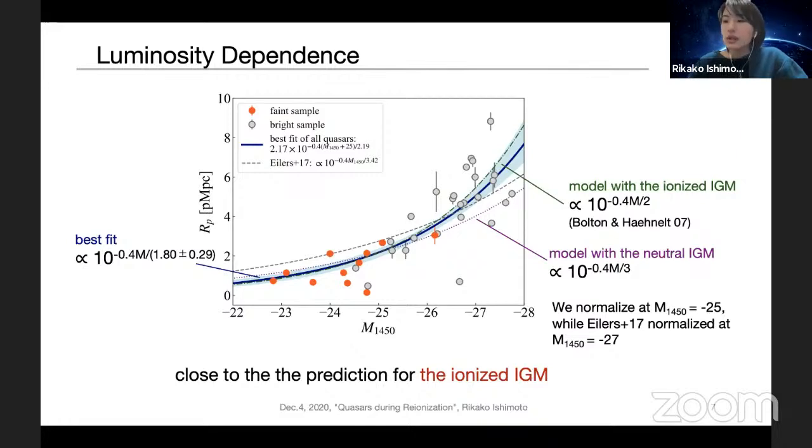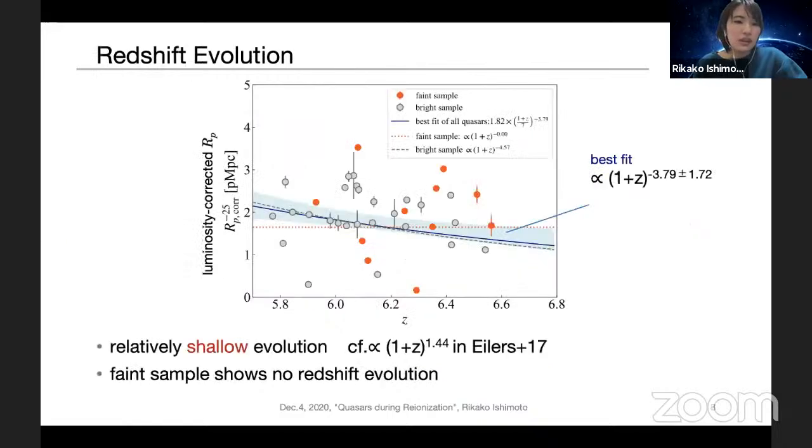So in order to examine the redshift evolution after this, we used the best-fit relation to correct the proximity zone sizes by luminosity. So hereafter, I show the proximity zone sizes corrected by luminosity. And this figure shows the redshift evolution of our sample.